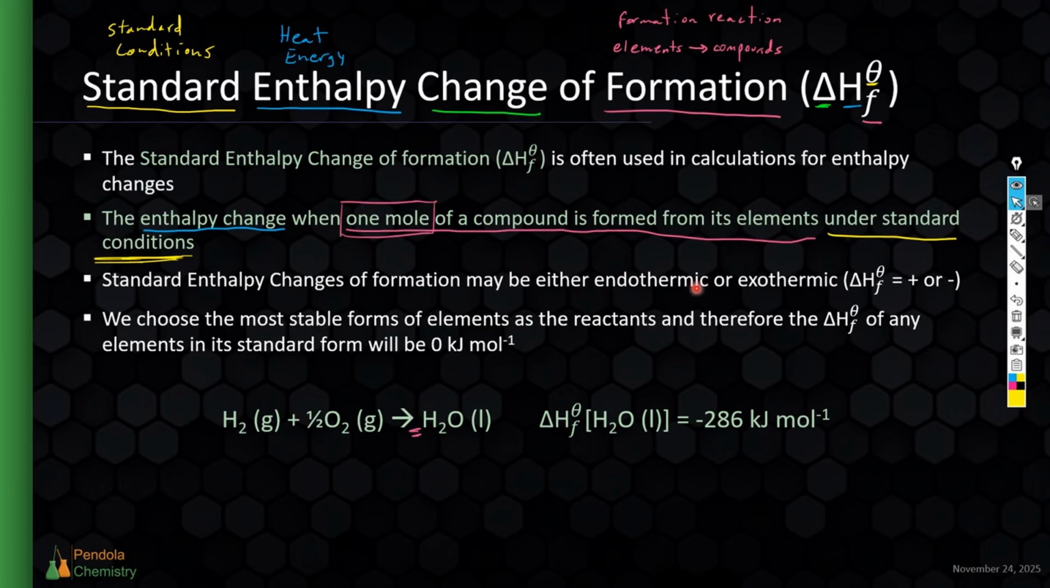These do depend on the compound that you're making. We choose the most stable form of the elements as the reactants because the definition says when the compound is formed from its elements. So we're going to look at what elements the compound we're working with is made from, and what is the most common form of those elements, and then create 1 mole of the compound from those elements. So let's look at this.